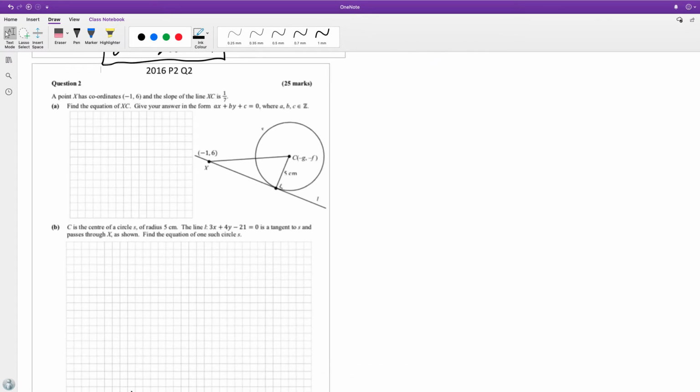Right, 2016, paper 2, question 2. Point X has coordinates minus 1, 6, and the slope of the line XC is 1 over 7. Find the equation of XC. The given answer form is AX plus BY plus C is equal to 0. Equation of line XC. Just the equation of the line form, because we have a point and we have a slope. Off you go, give me the equation of the line XC.